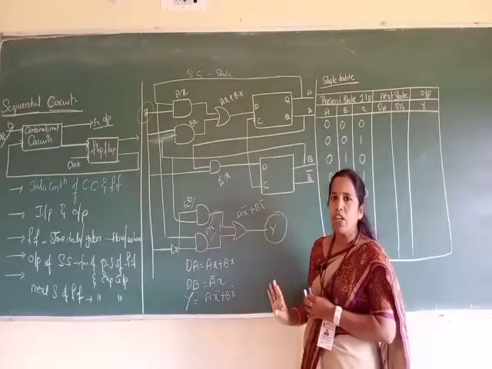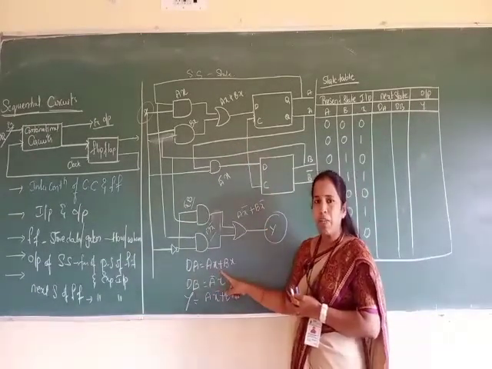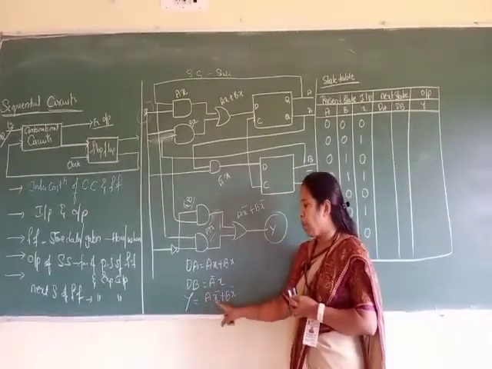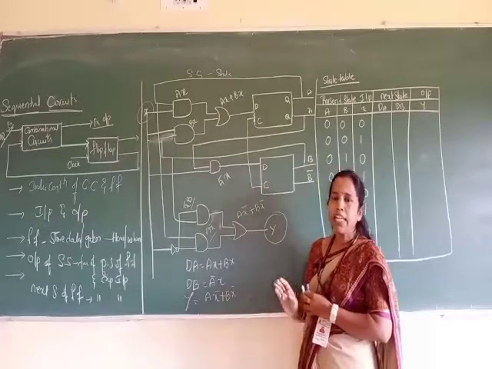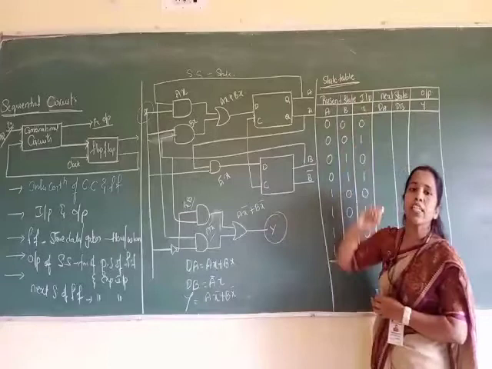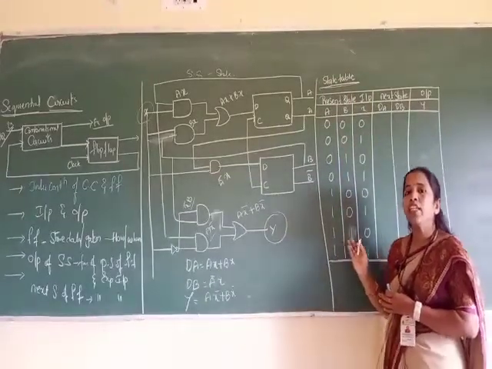So the first step I have done. dA is equal to AX plus BX, dB is equal to A bar X, and Y is equal to AX bar plus BX bar. Next step is I have to generate the state table.